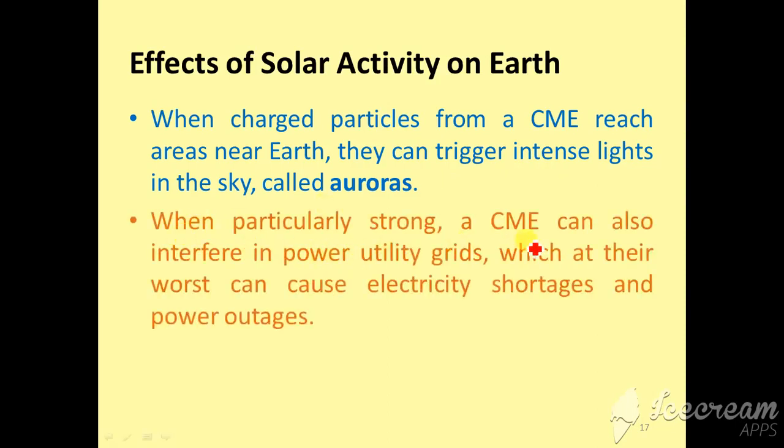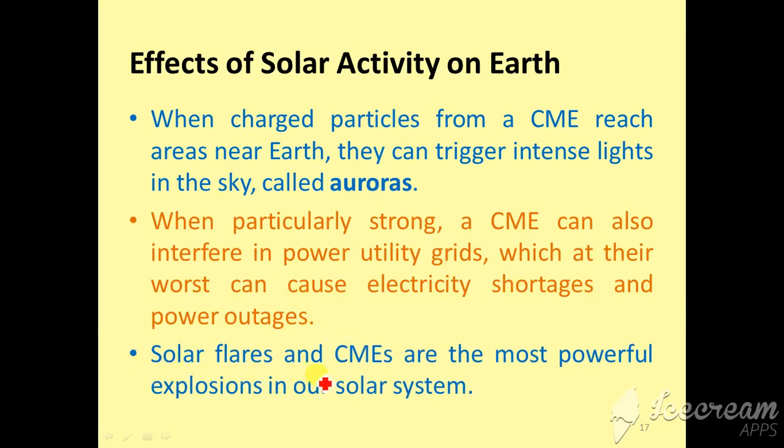When particularly strong, a CME can also interfere with power utility grids, which at their worst can cause electricity shortages and power outages. Solar flares and coronal mass ejections are the most powerful explosions in our solar system.